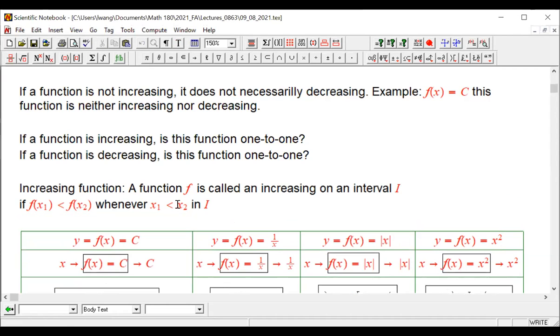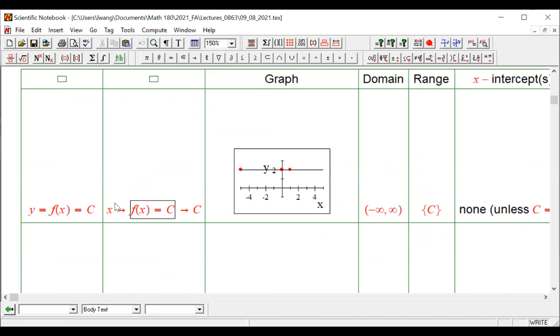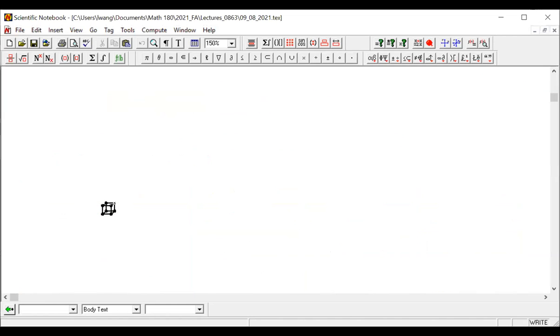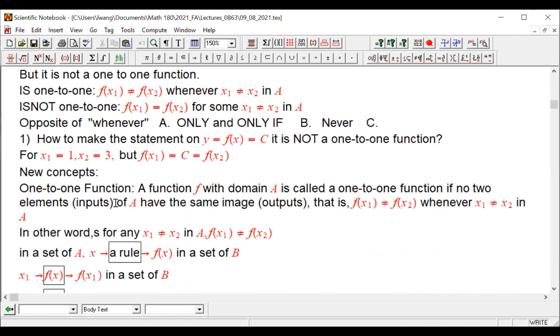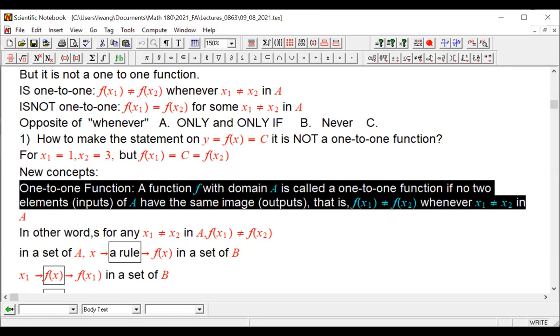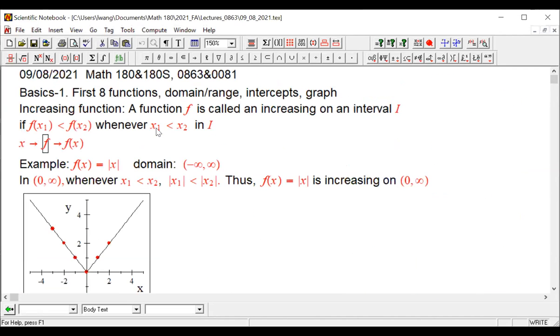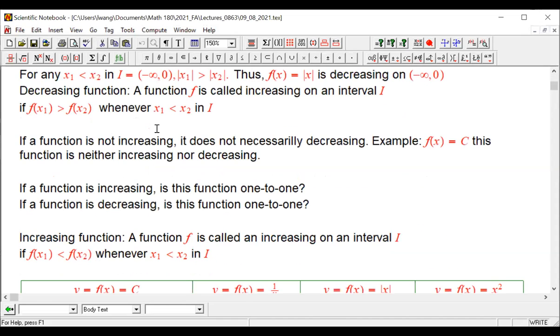And what's the definition of one-to-one function? For every input, there's one output. Whenever the inputs are different, their outputs are different also. Okay, so this is a one-to-one function.